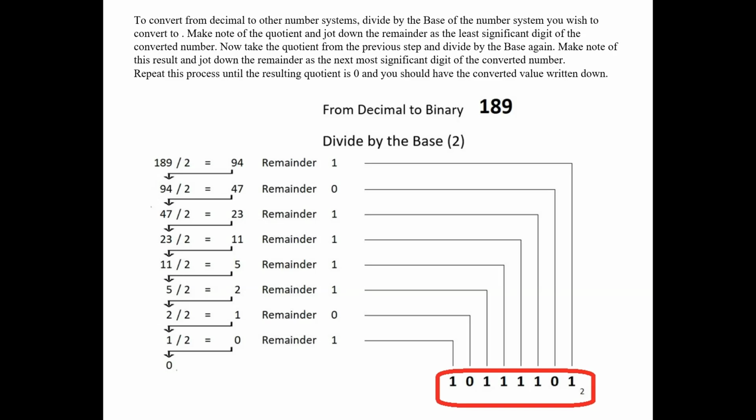So this is our solution. 189 in decimal equals 10111101 in binary.